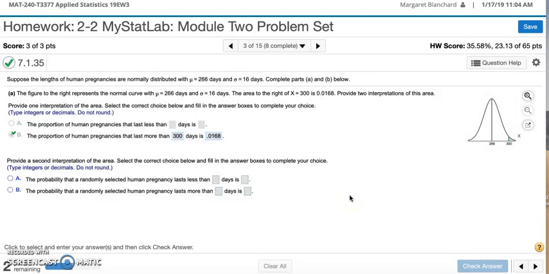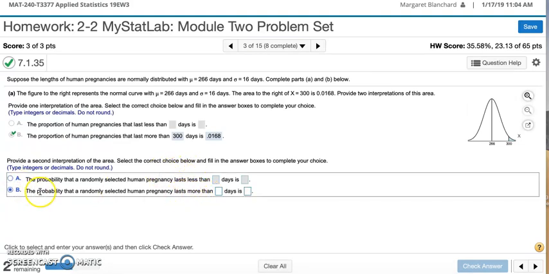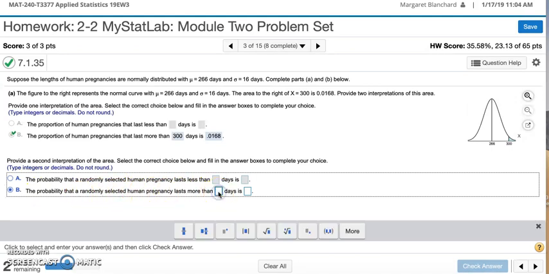All right, provide a second interpretation of the area. Select the correct choice below and fill in the answer box to complete your choice. Again, we really don't need to look at the whole sentence. We can look at this less than and more than. We already know it's not less than. We're looking at the more than. So we have the probability that a randomly selected human pregnancy lasts more than 300 days is 0.0168.